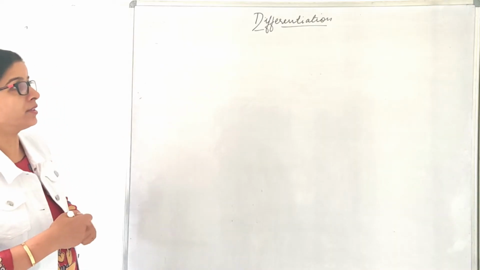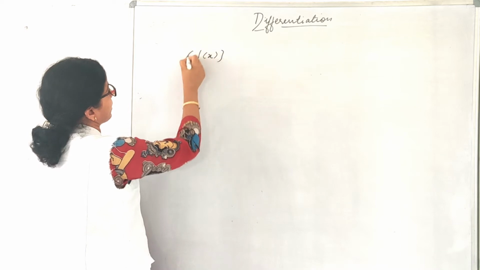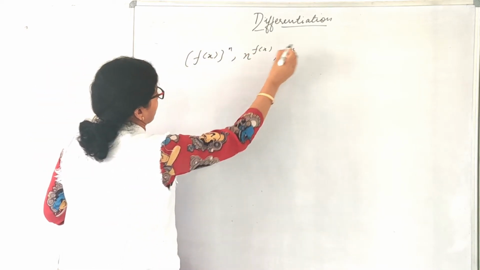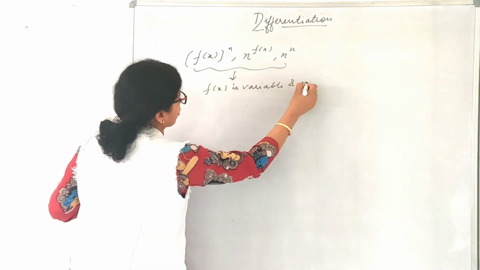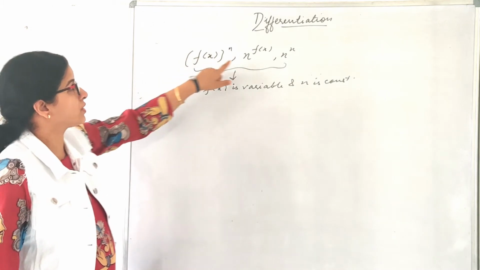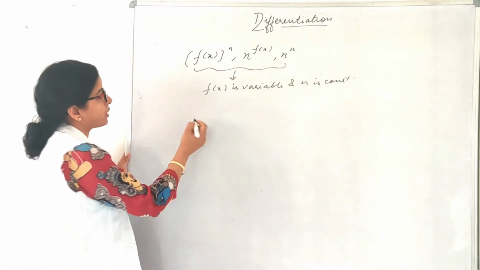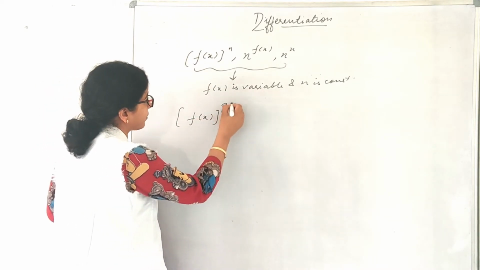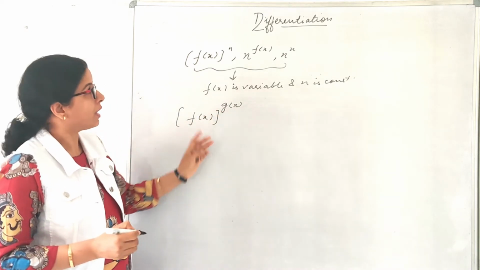We have learned the differentiation of the kind f(x) raised to the power n, or n raised to the power f(x), or x raised to the power n. In these, f(x) is variable and n is constant. So we know the differentiation of these types of functions, right? Now if we get a function of this kind, f(x) raised to the power some other function, how should we do the differentiation of these functions? Now we are going to discuss.